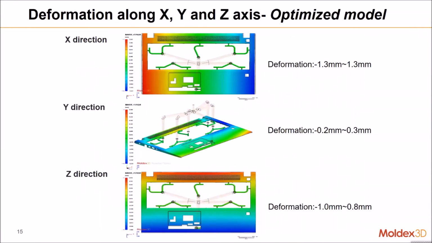The most important thing in this case is the deformation value. So we can see the deformation along the three directions. The first direction is the X direction, and the deformation is from minus 1.3 to 1.3 millimeter. If you remember, the previous design is about minus 1.9 to 1.9. So the design is very helpful for decreasing the warpage problem. Not only the X direction, but also the Y direction and the Z direction show very good values.